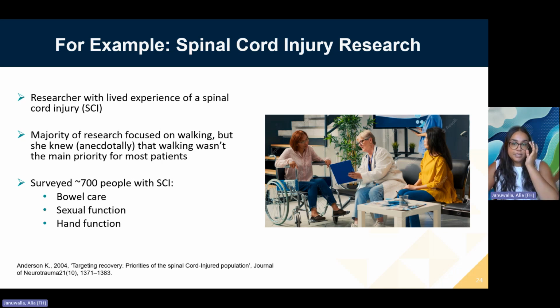And so this priority setting work led to a huge research program and many knowledge translation products for patients and providers that really improved care and quality of life for people living with spinal cord injury. That would not have been done had the lived experience not been a key component of that story, and had patients not been engaged to identify research priorities.